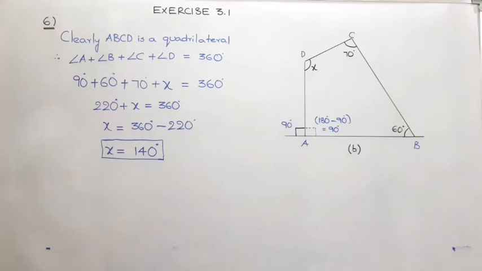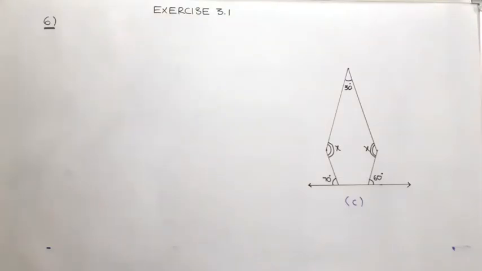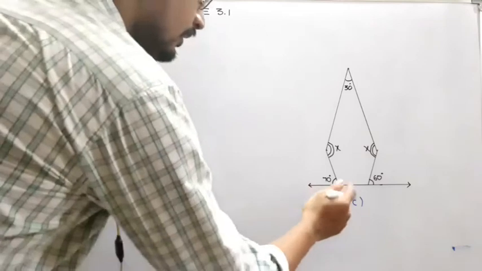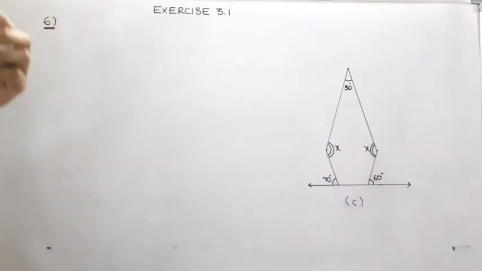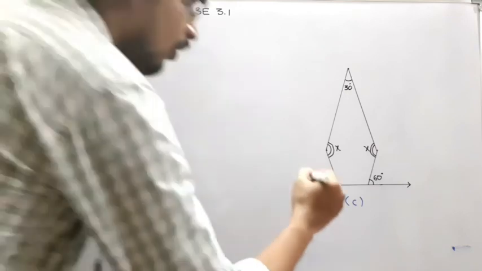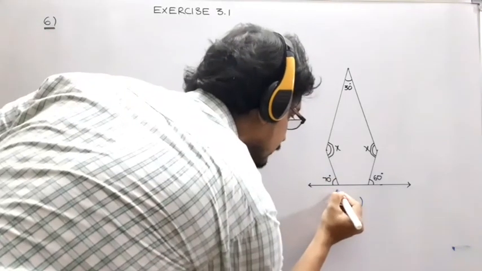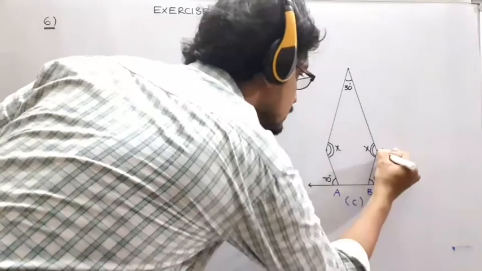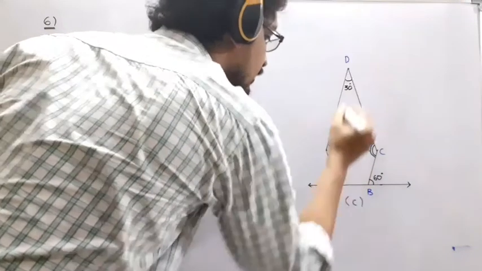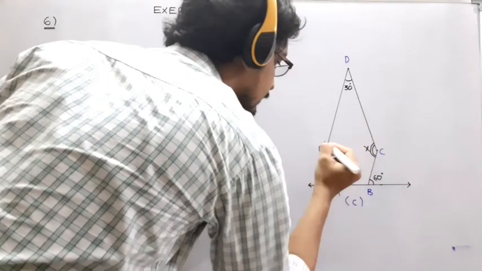Now let us move to 6th Roman C. So now the C figure. They gave some angles and marked X, which we have to find now. So let us name the given polygon as A, B, C, D, E. Okay.